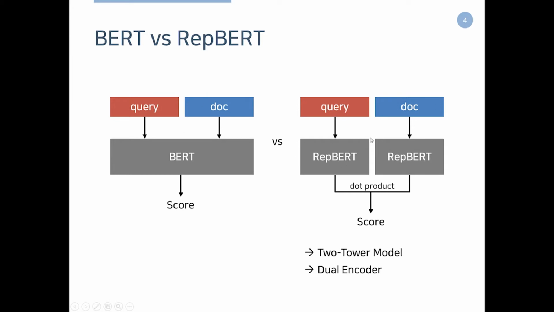And the right one shows the two-tower model. RepBERT is the well-known model of this kind. This kind of model uses only one type of input. For example, the query becomes a query embedding and the document becomes a document embedding respectively. And to make a score, we use the dot product of both embeddings. Then we have a scalar value, so we can use it as a score like the BERT score. This is also called a dual encoder.